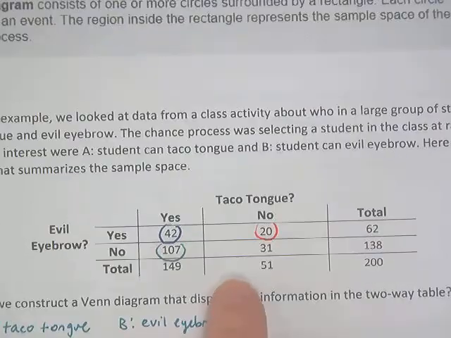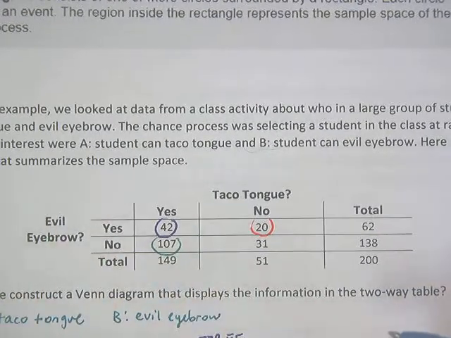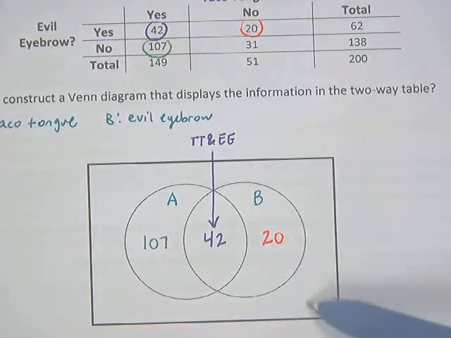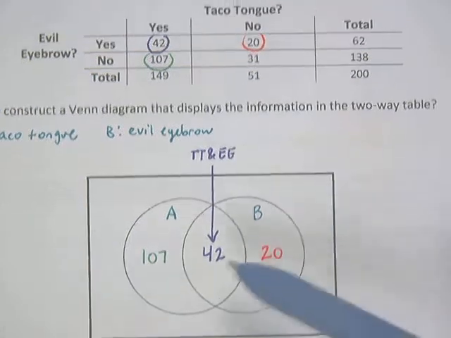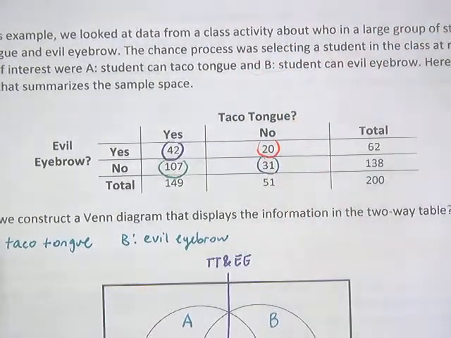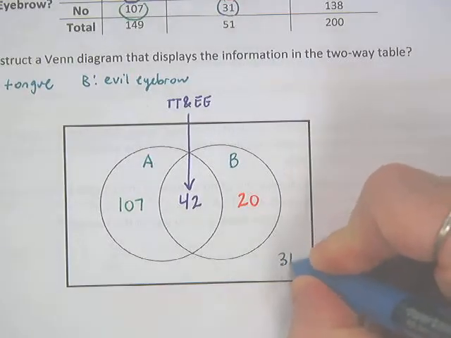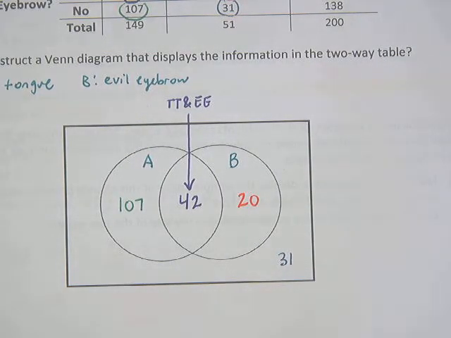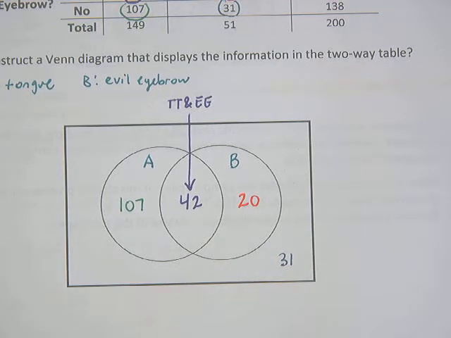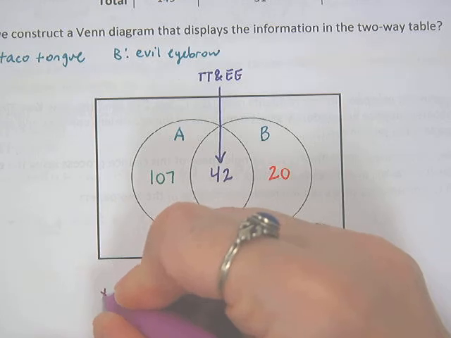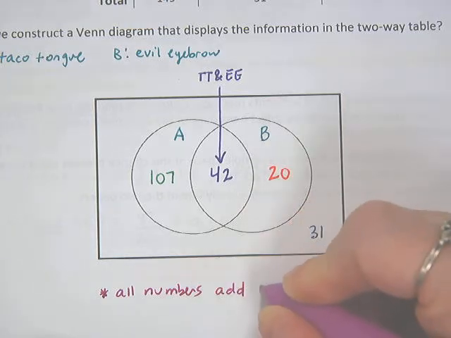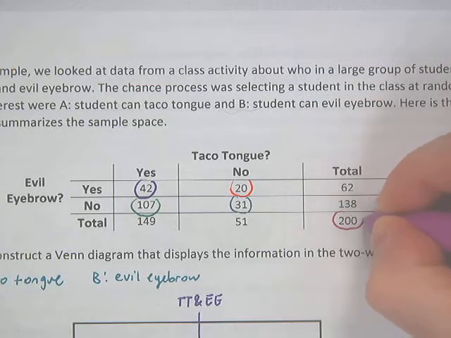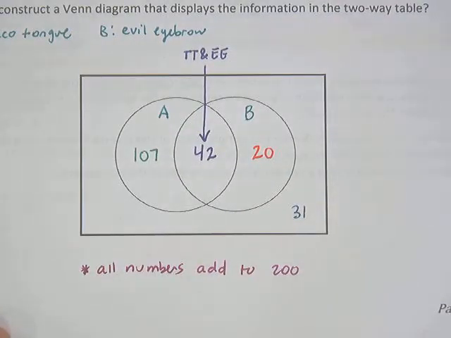And then lastly, so taking information from a two-way table is super duper easy. I want you to know that in this rectangle, you are going to put a number generally in one of the lower corners here, of the students who can do neither of these things. So no, no. And that is these 31 students right here. I want you to note to yourself that if you add all 4 of these numbers, you get 200, which is the total number of students involved in this survey. So all numbers add to 200. Make a little note.